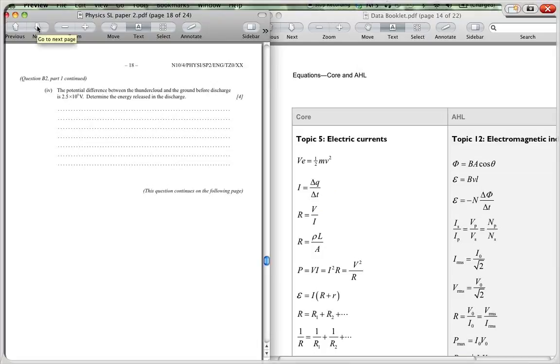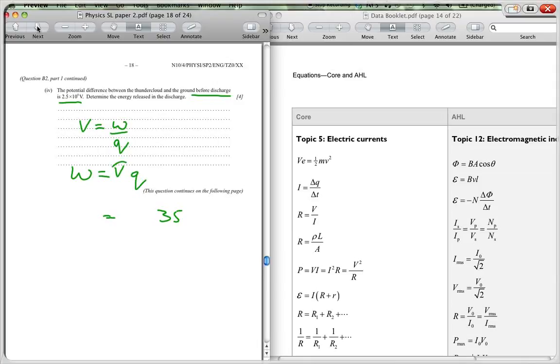Finally, we get this question over here. It says the potential difference between the thundercloud and the ground before discharge is 2.5 times 10 to the 8 V. Determine the energy released in the discharge. Well, for this we know that V is equal to W over Q. We've got this formula over here. So we want to work out the energy, so we've got W is equal to V times Q. Now we know our Q is equal to 35.